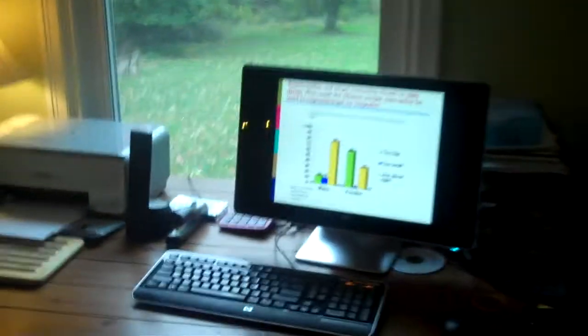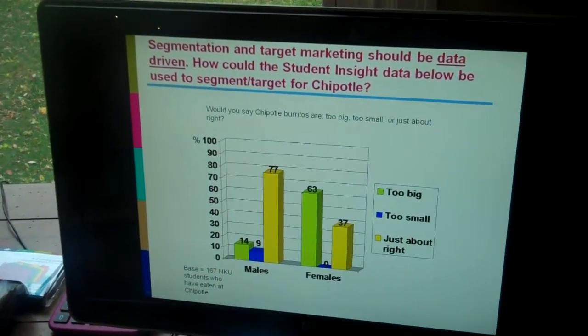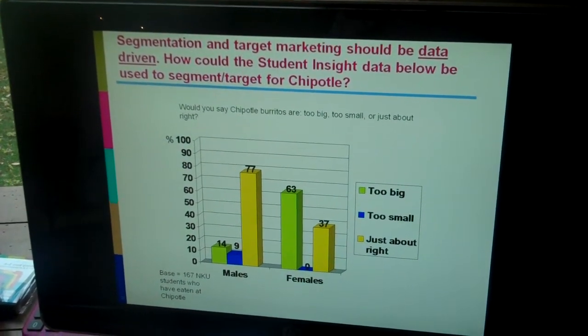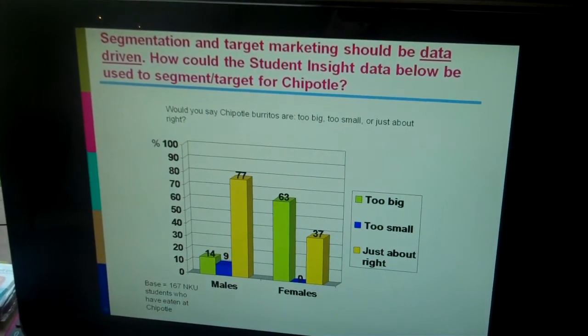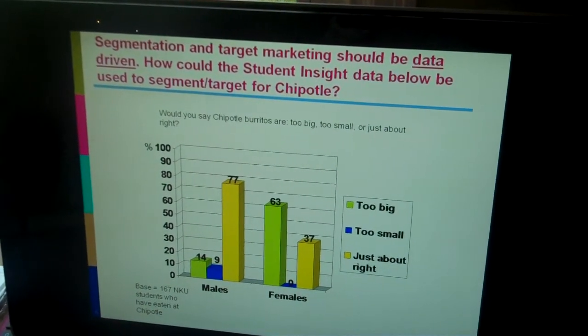With that, I want to speak about a specific question that I asked you on the Student Insight Survey that you took a week or two ago. And that was about Chipotle, asking how many of you have eaten at Chipotle. I'm going to focus in on the screen here, which shows the data and shows the story in the data. And you can see from the title, this would be very applicable to Chipotle if they were interested in looking at their market segments and how to market to them. And in this case, the question was asked on the survey, would you say Chipotle burritos are too big, too small, or just about right?